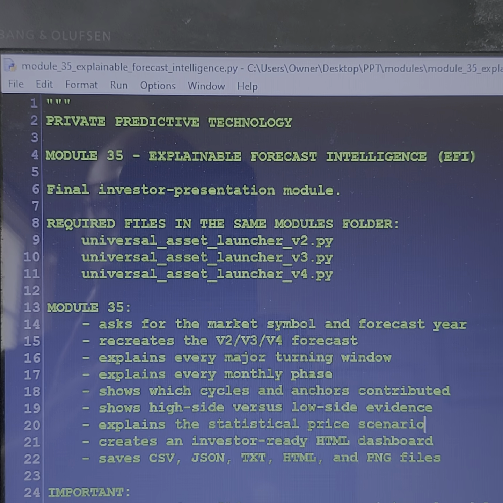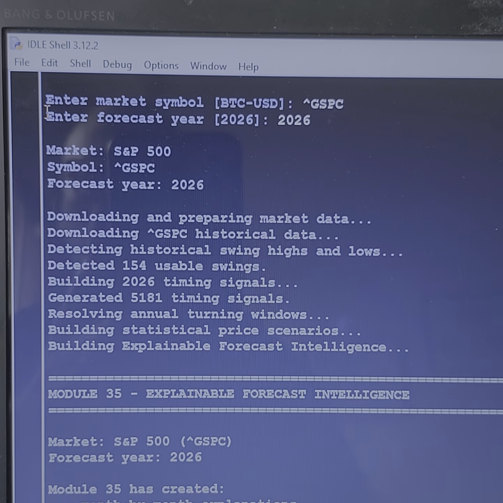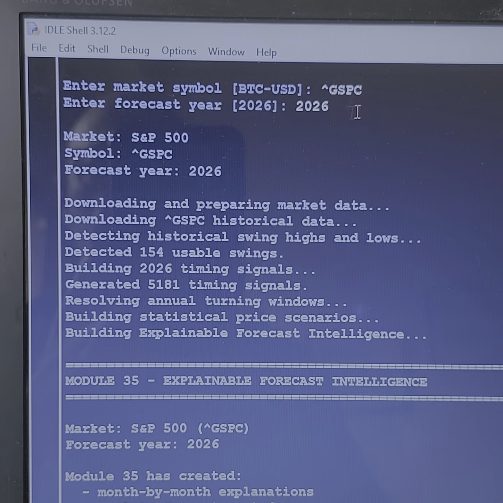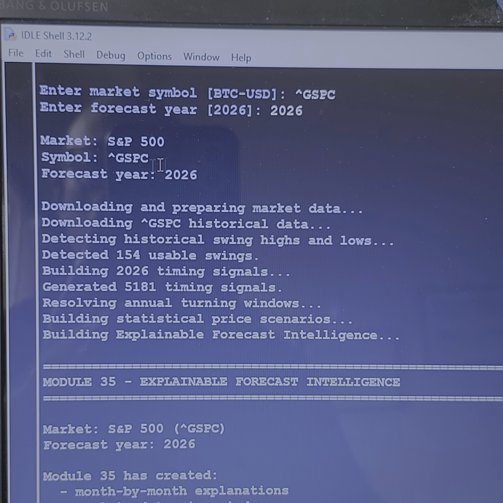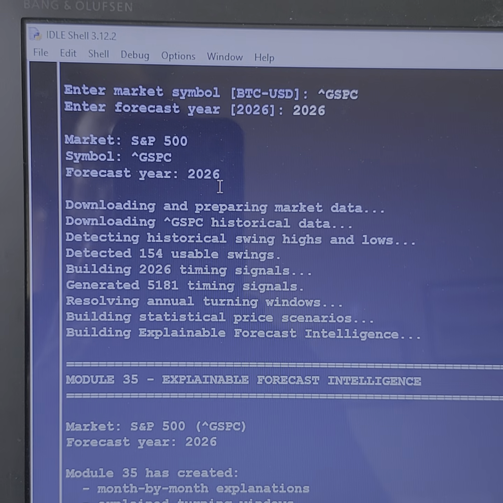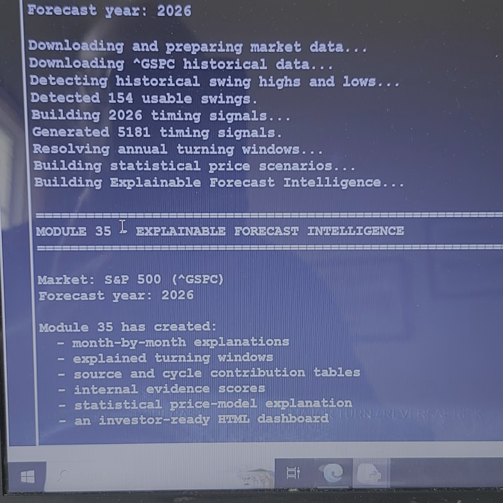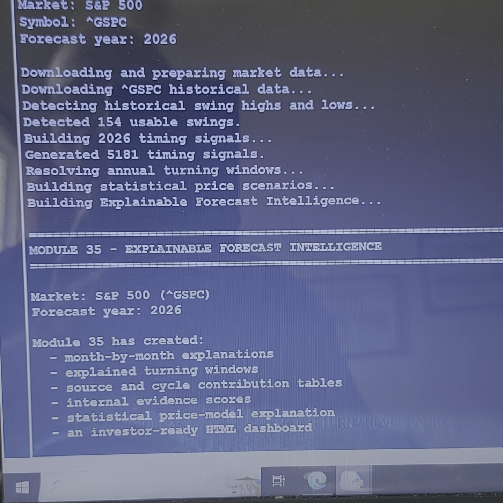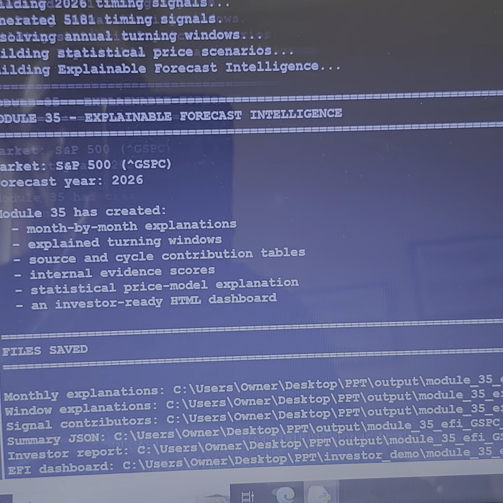We're going to run the S&P 500. Our program populates, and it asks us what year and what ticker symbol. So we put in the S&P 500 for a 2026 forecast. Then it populates our forecast. From there, it states that this ran and was successful. Let's go ahead and take a look at some more metrics while we move forward.